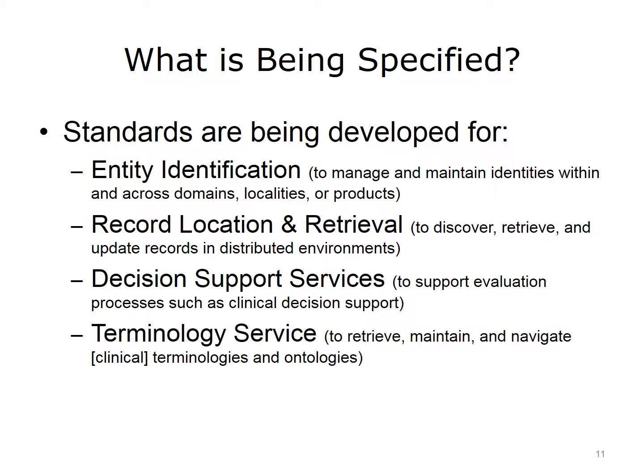These are some key standards that are an important part of obtaining global interoperability. We have previously discussed decision support services and terminology service. Standards are being developed for entity identification, to manage and maintain identities within and across domains, localities, or products; record location and retrieval, to discover, retrieve, and update records in distributed environments; decision support services, to support evaluation processes such as clinical decision support; and terminology service, to retrieve, maintain, and navigate clinical terminologies and ontologies. Entity identification is a necessity if we are to share data and resources. Both HL7 and IHE are creating standards and supporting material for these areas.